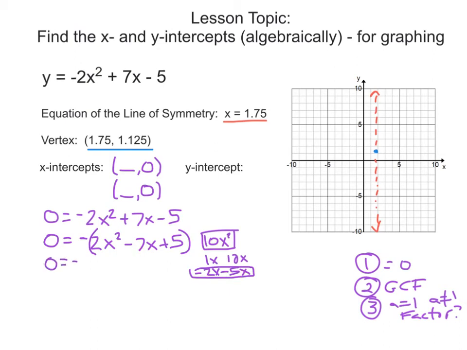Now, if you'd prefer not to factor and you'd prefer to do the quadratic formula, you can. But I prefer to factor if possible. So now I'm going to undo that. Okay, so I'm going to bring my 0 and my negative down a couple steps lower in my work so that I have some space to do my magic number.